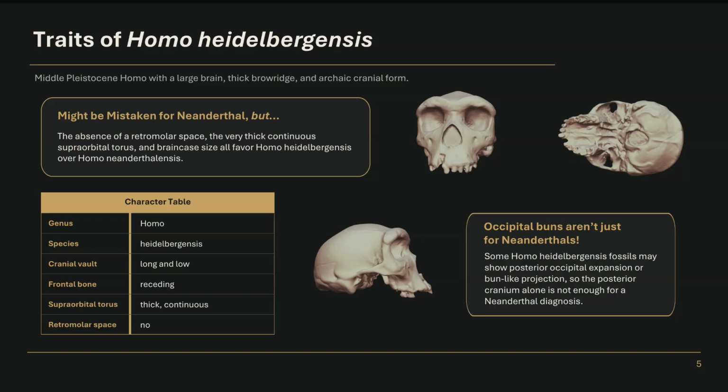The most defensible identification of heidelbergensis relies on a cluster of traits: large cranial capacity, archaic cranial vault form, thick continuous supraorbital torus, receding frontal bone, thick cranial bones, and no retromolar space. Individual traits may overlap with other archaic humans, so it's important to get as complete a read on the traits as you can.